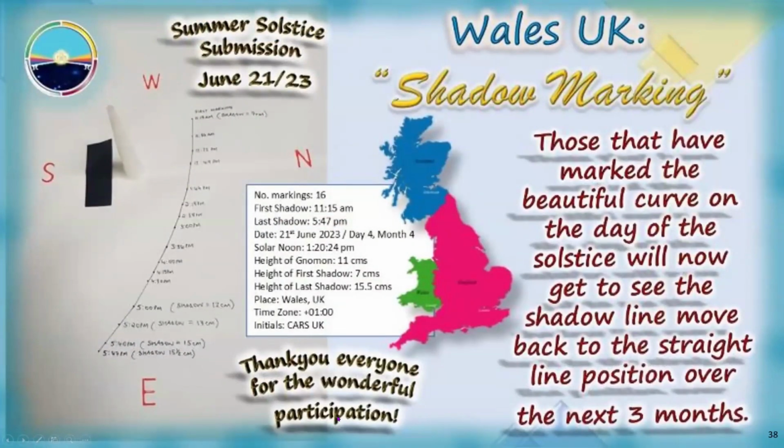Now, this is back to Wales. Remember, Wales the first time had those rocks and they had that really, really pretty curve. This is on the summer solstice. Rianne and Colin wanted to see what was happening on the summer solstice because after this date, this curve is now going to start to do something else. It's going to start to straighten out.